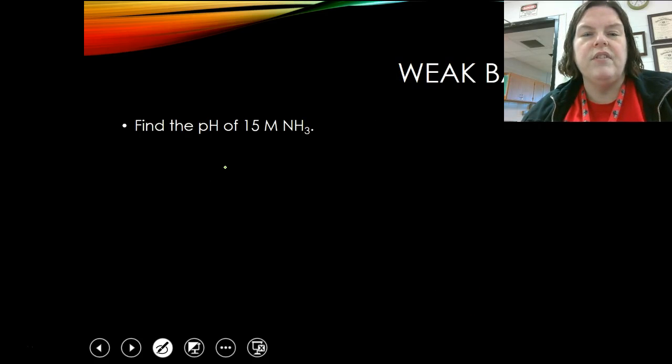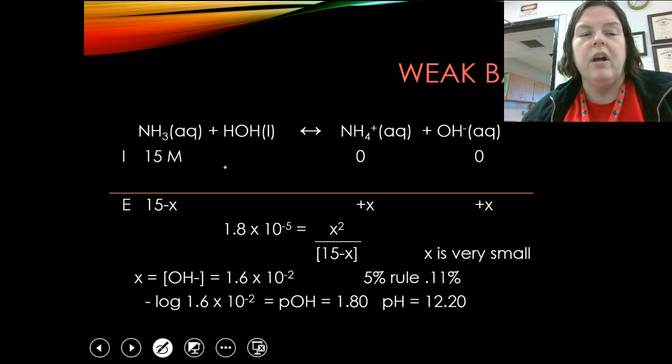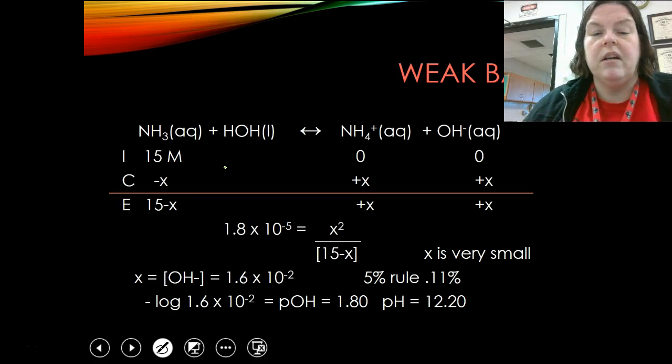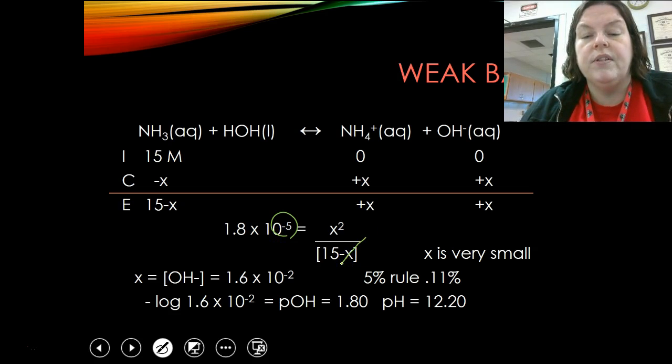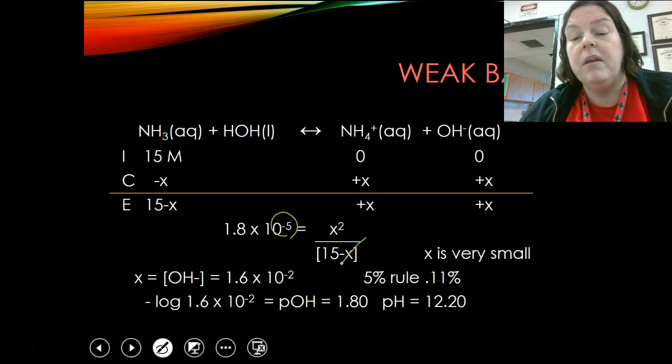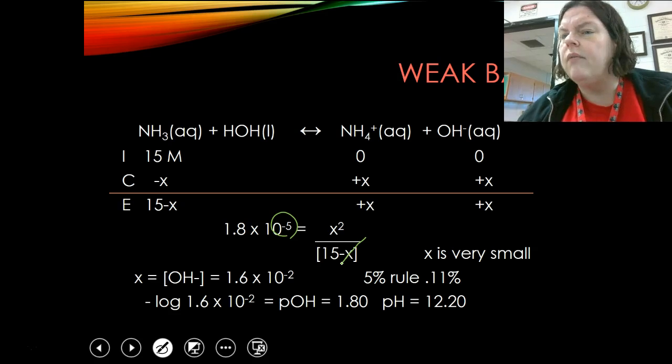To find the pH of 15 molar NH3, we set up an ice table. There it is, and we get all of this information, but because the change right here is very small, we can neglect that, and we can solve for it. Notice the 5% rule is 0.11, so we get a pretty good result there. So the pOH is 1.8, and the pH is 12.2. We just subtracted from 14. Guys, this is the same stuff we were doing with the acids. It's the same stuff.